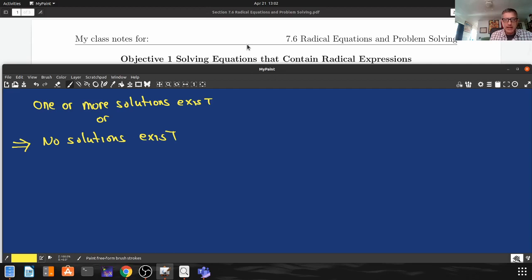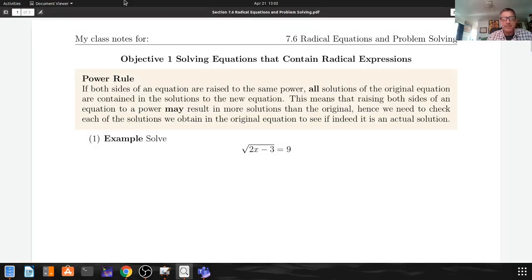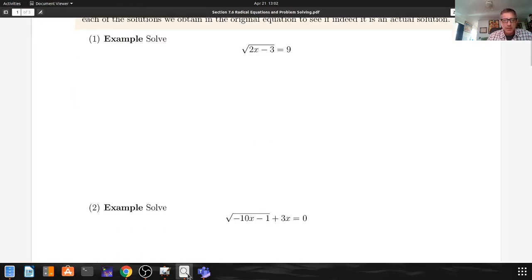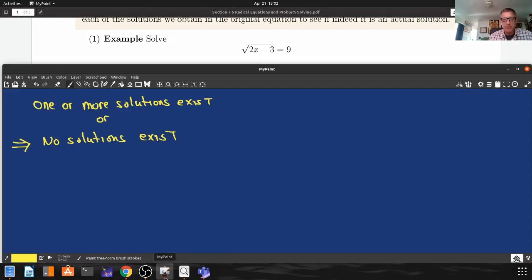So let's look at example 1, and let's solve it. And I'll show you some preliminary things you can do that will help. So example 1, we're given that the square root of 2x minus 3 is equal to 9.